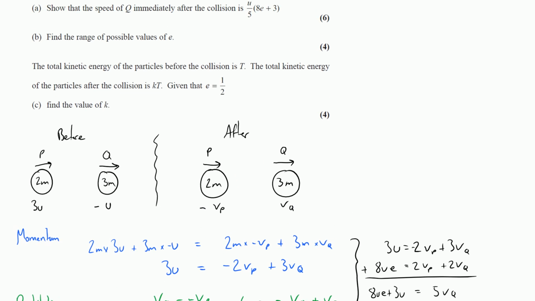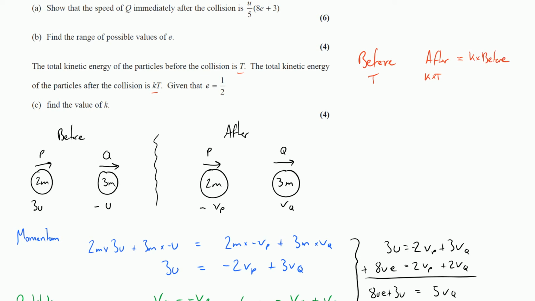In the final part of this question, I'm thinking about kinetic energy. It's saying that the total kinetic energy before is going to be given by T, and the total kinetic energy afterwards is given by KT. So whatever the energy of the system before, that being T, to find the kinetic energy after, I just need to multiply that value by K. So the after is going to be equal to K times the before.